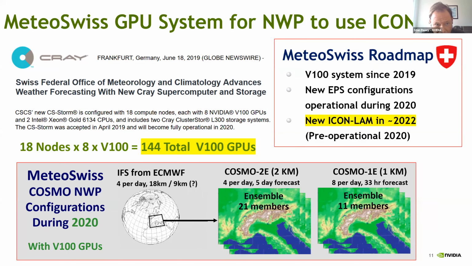Now, ICON is very important to our program because MeteoSwiss installed a second generation GPU system for their operational NWP. They've got now 44 total V100 GPUs for the COSMO that they use for regional NWP. They've gone to a complete ensemble prediction system, very successful program with them. And they're planning to migrate the COSMO regional model to a new ICON limited area model, an ICON regional model, during the installation of this system. So very important that we collaborate with them and make sure we get ICON running well for this development.